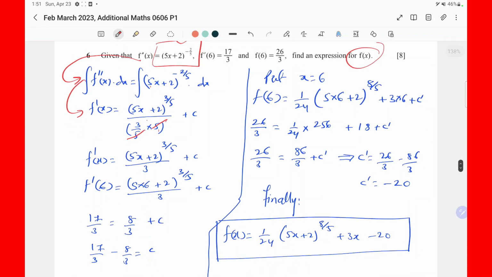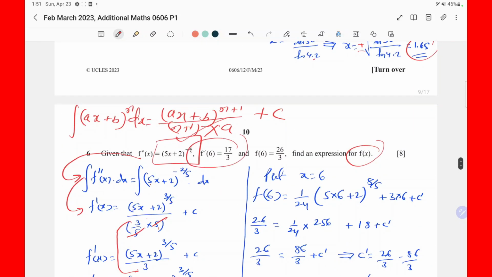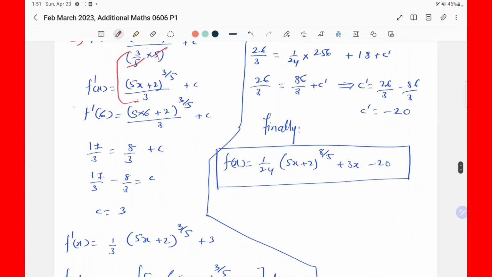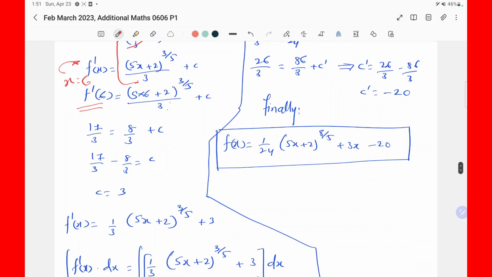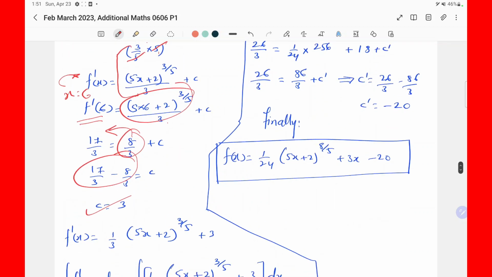Now 5 and 5 you can cancel. So f dash x is (5x + 2) to the power 3 by 5, with the 3 coming from the denominator, plus c. Now this information is given: f dash 6 equals 17 over 3. So just put x equals 6 here. f dash 6 equals (5 times 6 plus 2) to the power 3 by 5 over 3 plus c. Just calculate, you will get 8 over 5, and this is 17 over 3, which was already given. Take to the left side, subtract, and you will get c equals 3.